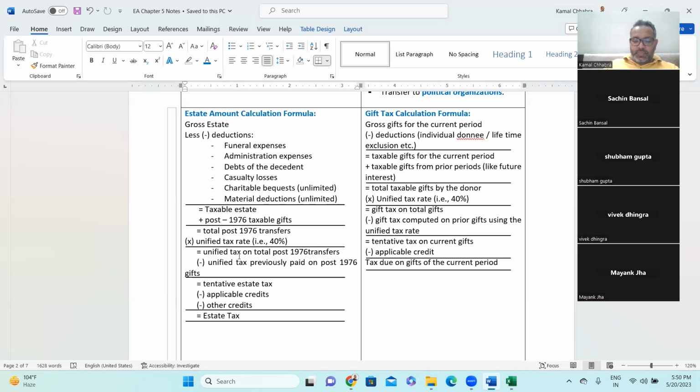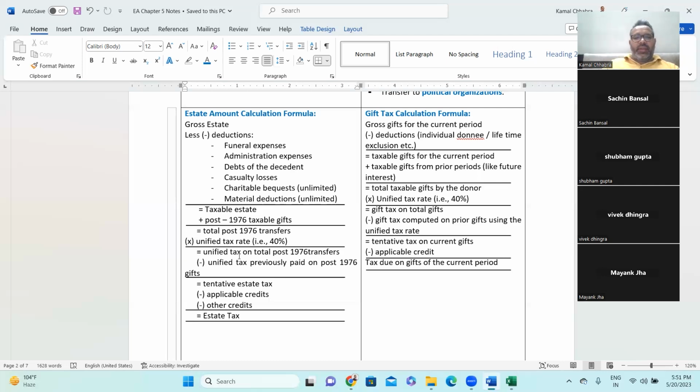The expenses of the last rites, the funeral. Yes. Second is administration expenses. Third one is debt of the descendant, that means if he or she has any loan or liability. Then any casualty loss, any charitable contribution he or she has written in the will, or the marital deduction. Marital deduction means if any estate is going to the spouse, that is completely exempt. So the remaining balance is the taxable estate.